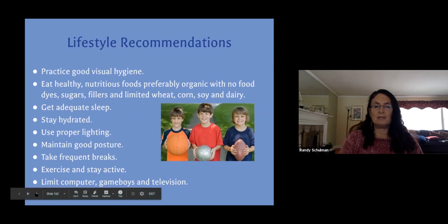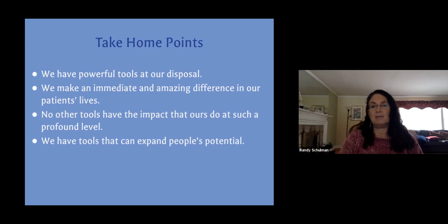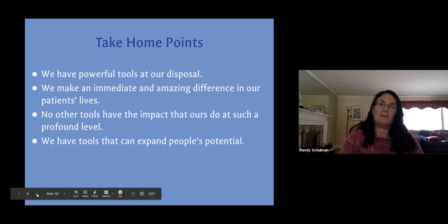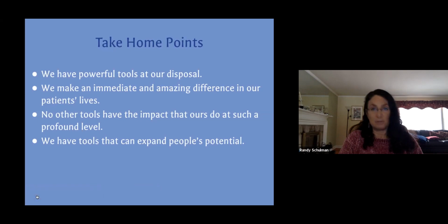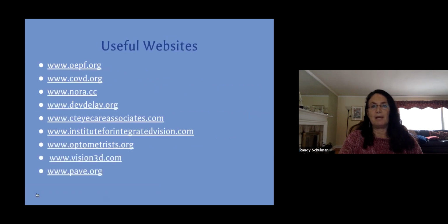So these are all things that I think are important to talk to our patients about, because we definitely have really powerful tools and they can make immediate and amazing differences. And we can expand their capacity, because if they're struggling because of visual challenges that can be remediated or treated with lenses and prisms in a way that we didn't learn in school, then I believe it's our job to really learn it and start utilizing it.